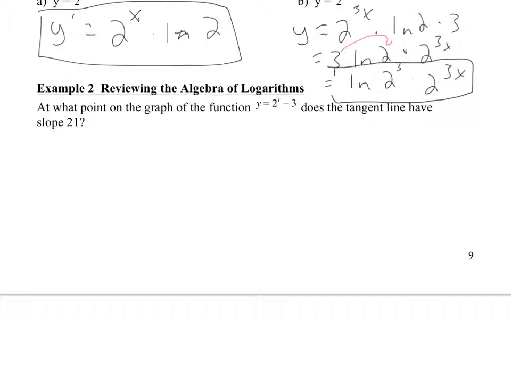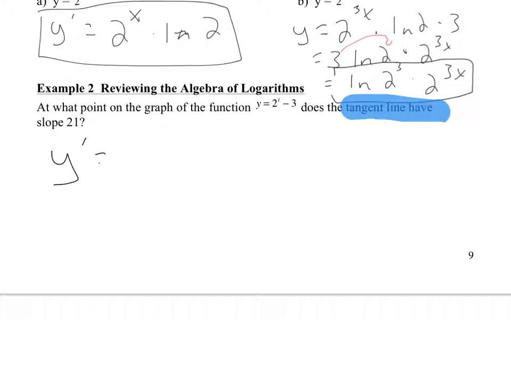We've got a good question here. At what point does the graph of the function y is equal to 2 to the t minus 3 have a tangent with a slope of 21? Okay, well, the magic word here is, of course, tangent has a slope, and that's going to signal that we need to take a derivative. So let's take a look at what that really means here. We need what y prime is, so let's go for it.